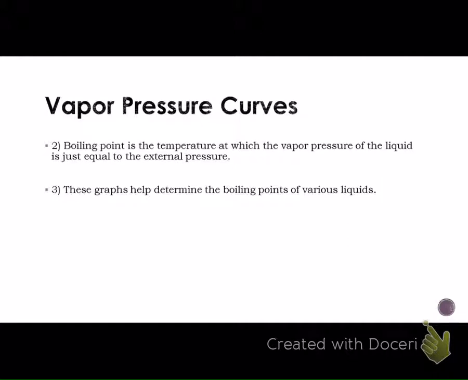So boiling point is defined as the temperature where the vapor pressure, or the pressure inside the liquid, is equal to external pressure. So when you put a pot of water on the stove and it starts to boil, that's because the pressure of the water in the pan equals the external pressure around it. So that's why when you go into higher elevations, boiling point changes. Water will boil at a lower temperature because there's less atmospheric pressure at those higher elevations. So again, various liquids boil at different temperatures, so these are useful at determining when will a liquid boil.